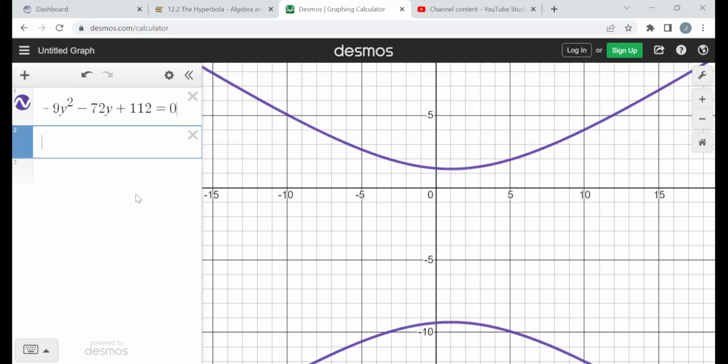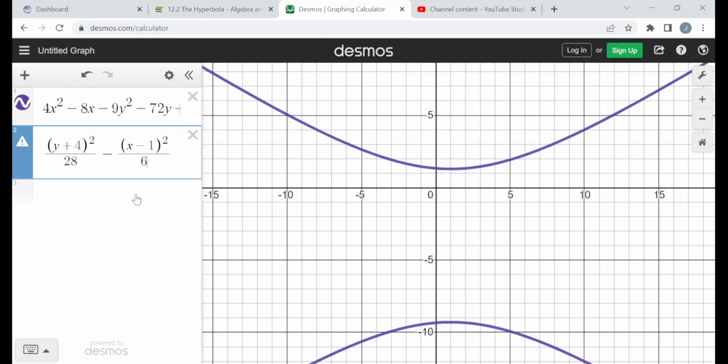And then I'm just going to put definitely hyperbola. And then I'll graph the equation we ended up with when we changed it to standard form. y plus 4 squared divided by 28 minus the quantity x minus 1 squared divided by 63 equals 1. And you see it lands right on top of it. Right? Just turn 1 off and on, and it's exactly the same curve.